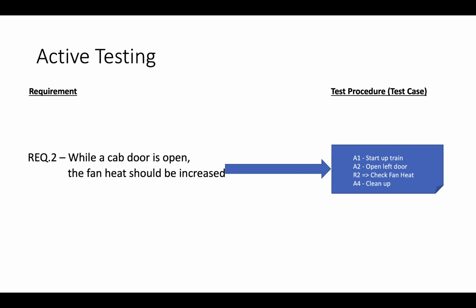Requirement number 2 says that we should have extra heat as long as the door is open. Again, the requirement is tested using a series of test steps to the right. Start up the train, open the left door, check that the heat is on, and finally the cleanup. A1 and A2 are actually the same actions as for the last test case. We call such similarities action similarities. Can we save any effort using that knowledge?